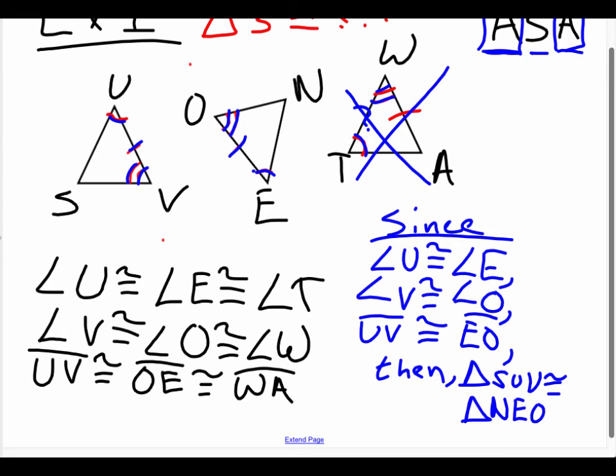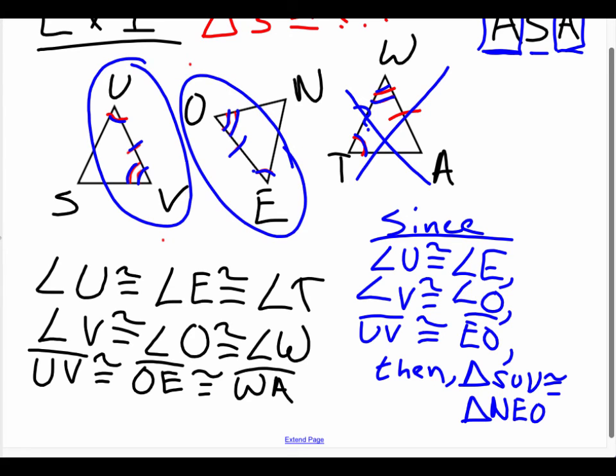Now you could write a sentence. If you read in your textbook, it writes a little sentence that basically says that the line segment UV contains U and V, and the line segment OE contains E and O.